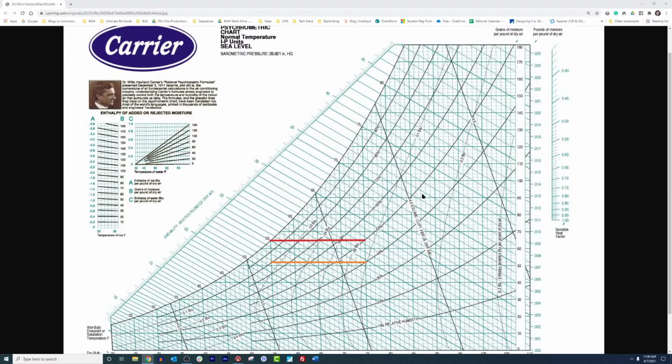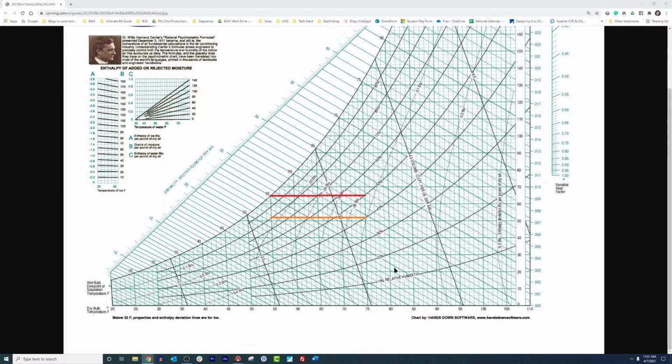So, psychrometrics, what are they? Why do they matter to us? And what do we need to understand about them? Well, this right here is a psychrometric chart. And this chart describes several relationships. It describes enthalpy, it describes the amount of moisture that is in air, it describes the dry bulb, the wet bulb, and dew point, and we're going to talk through all these concepts.